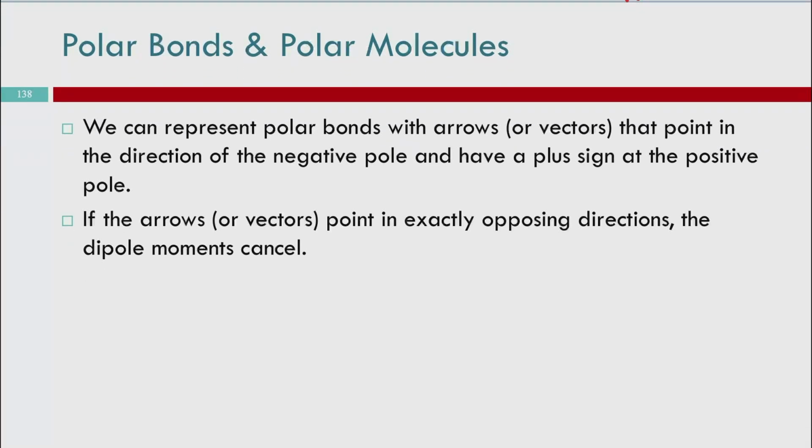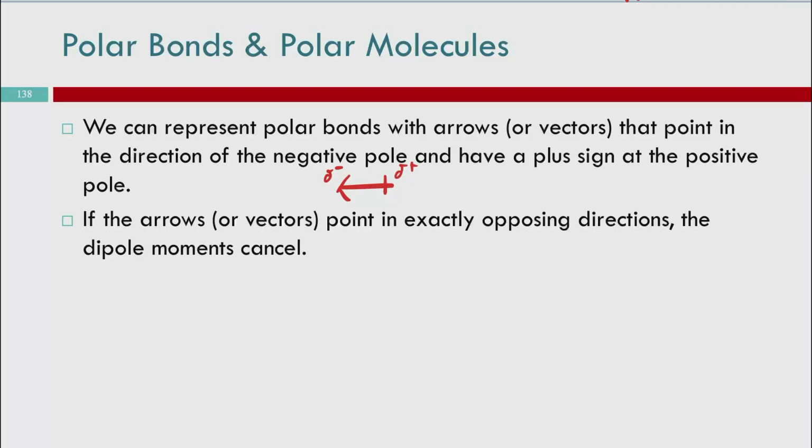The way that I think most people like to think about it is representing polar bonds with vectors. So we showed it there as arrows. Arrows are basically just vectors, so it has a direction and it also has a magnitude. They point in the direction of the negative. And this is good to know. This arrow notation is good to know.